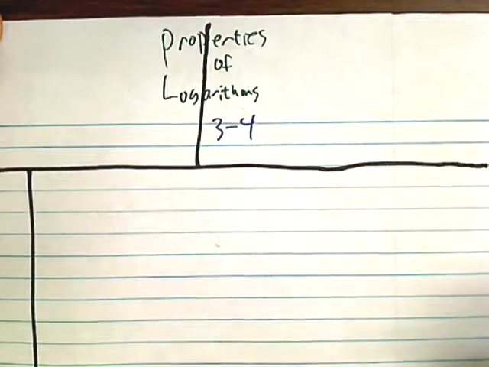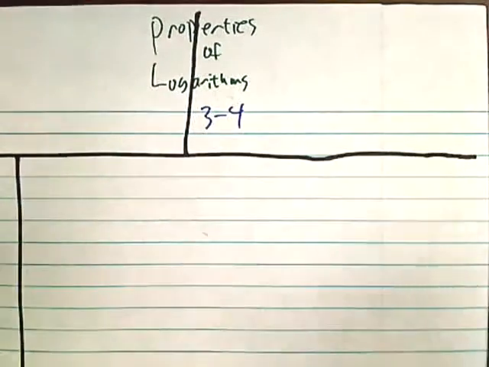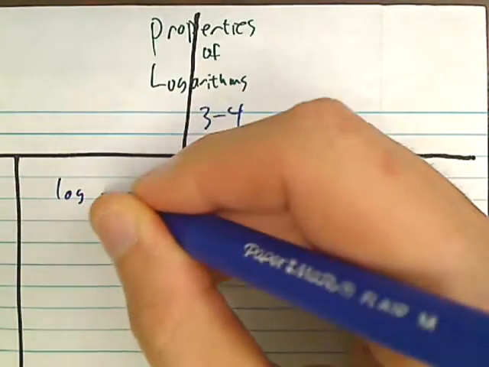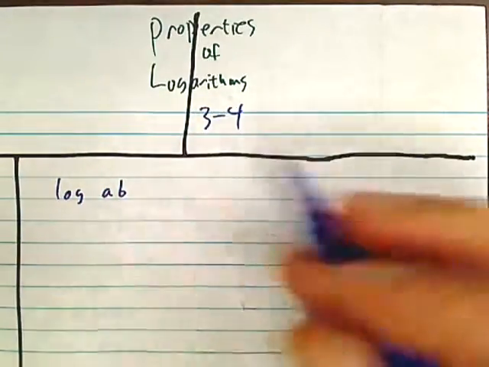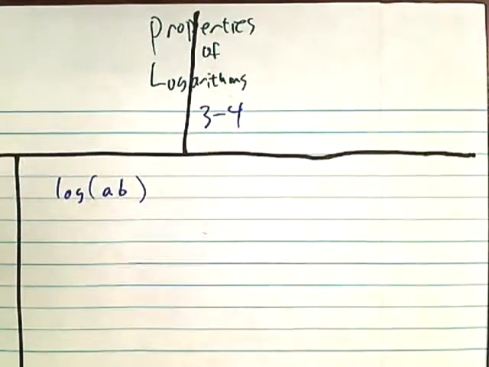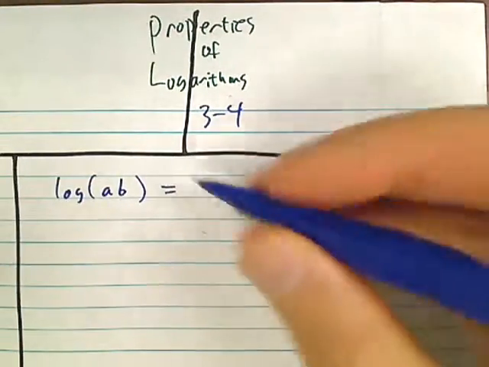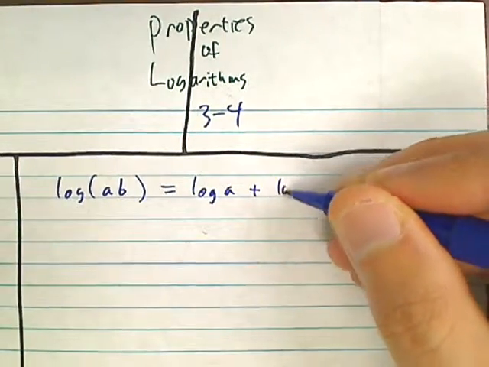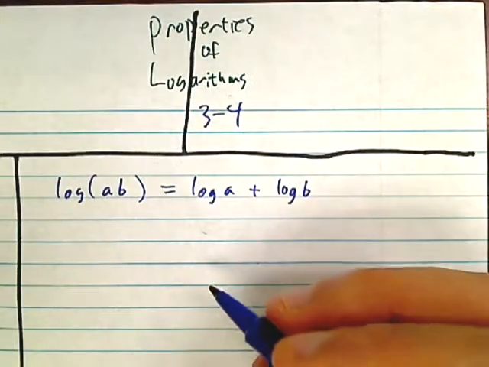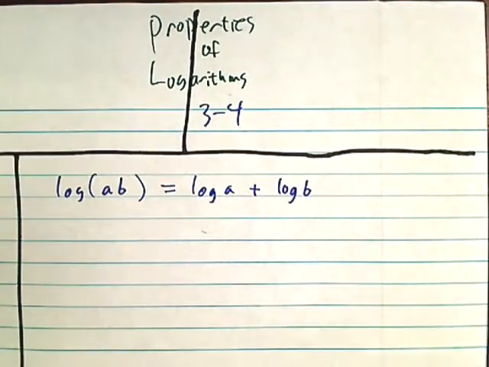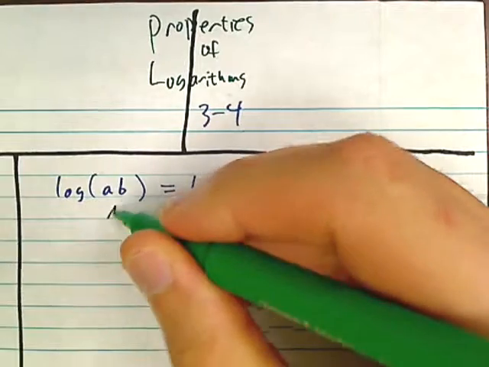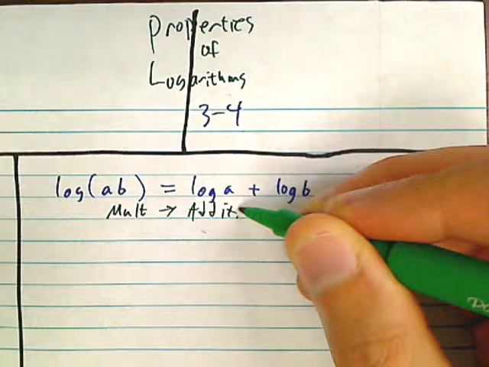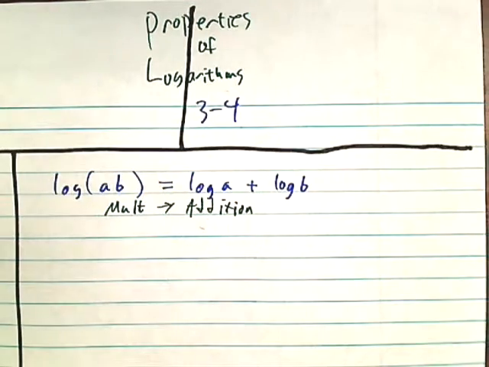Here are some properties of logarithms. So if you have the log of AB, the logarithm of the product of two different things, A times B, well, that is equal to the logarithm of A plus the logarithm of B. So my note here is that I can change multiplication into addition.